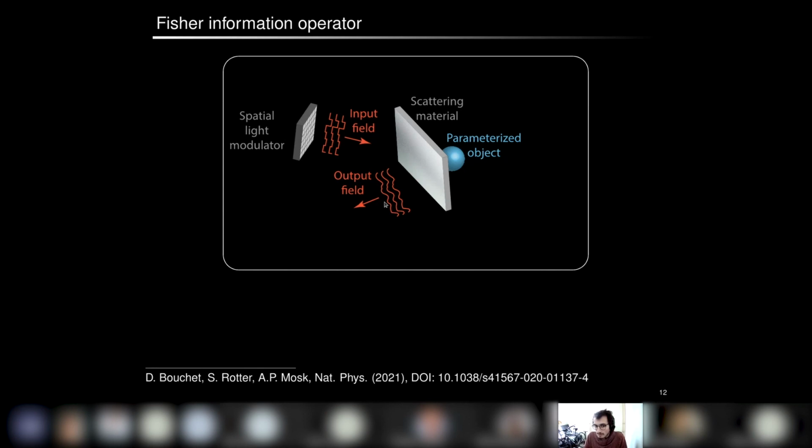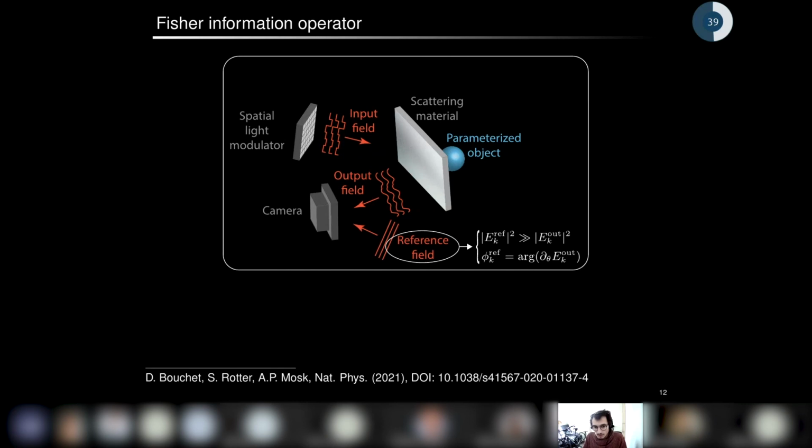Because if I just place a camera, I have only the intensity, but I dismiss all phase information. And actually, if you do the calculation, what you can show is that the best way to measure the output field is to have a camera, but to interfere this output field with a reference field. The reference field should have a strong intensity, and the phase of this field should be shaped according to this condition.